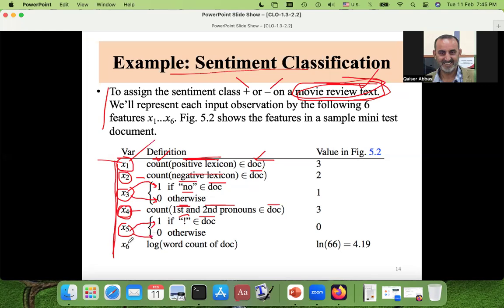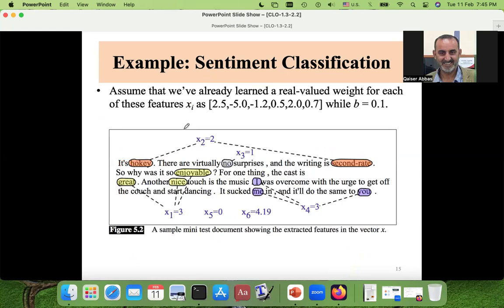And then finally x6. We will count all the words in that text, one by one, and then we will take the log of that value. In that text, 66 words are available, and taking the log of that, you get 4.19. But what is that? On the next slide, let's have a look.